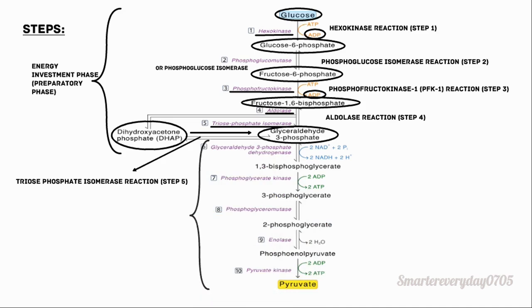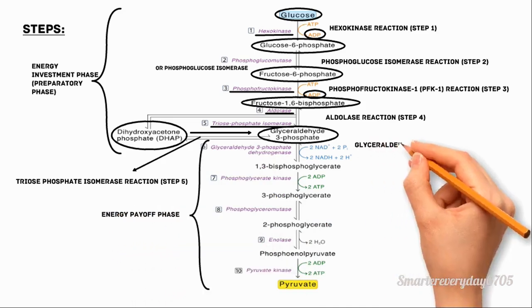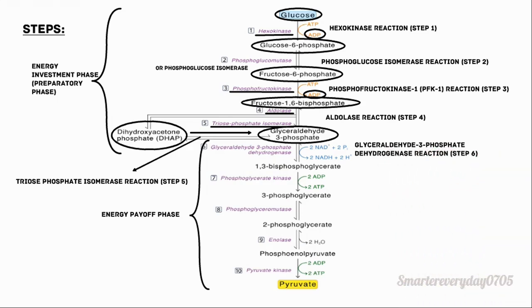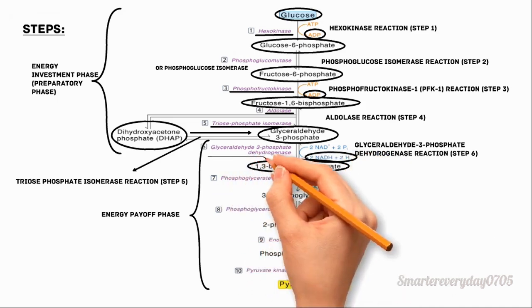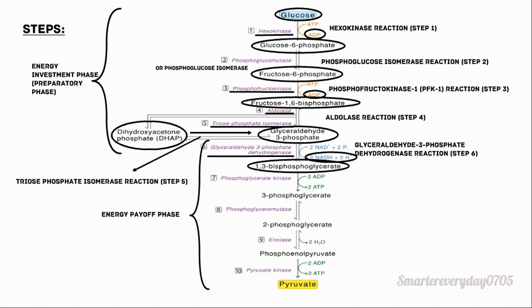Energy payoff phase. Step 6. Glyceraldehyde 3-phosphate dehydrogenase reaction. Here, G3P, NAD+, and phosphate are converted to 1,3-bisphosphoglycerate, NADH, and H+. Glyceraldehyde 3-phosphate dehydrogenase is the enzyme helping for this. This oxidation step generates NADH and attaches a high-energy phosphate group to the G3P.